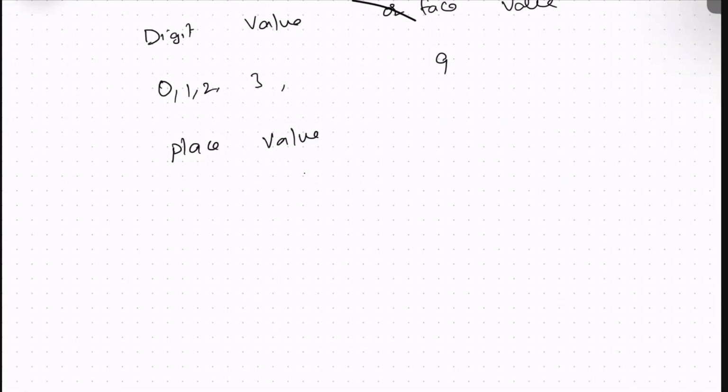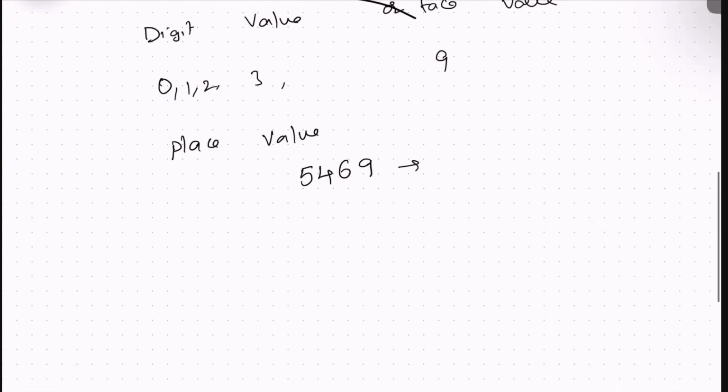Let us just take another example, 5469. With increasing digits, the place values go up, right? This is a 4-digit number.